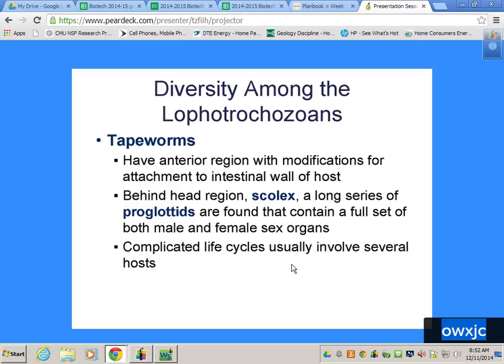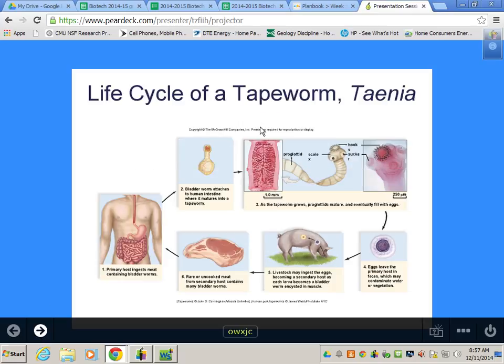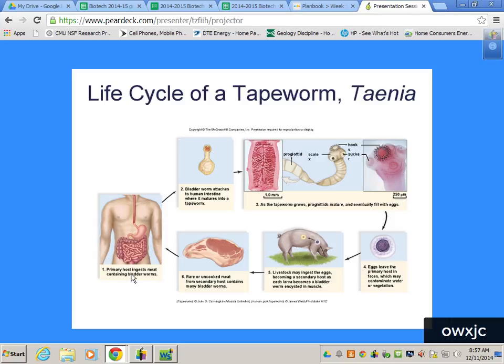So there's the complicated life cycle that usually involves several hosts. So here's our friend, the tapeworm. The primary host is, of course, the intestinal wall, us. We could be the host, okay? The host with the most food, if you were in America, right? But the primary host is going to ingest meat containing the bladder worms because that's where they will start, right here, okay? Now, we cook our meat completely. Yay. We don't get these in America, usually.